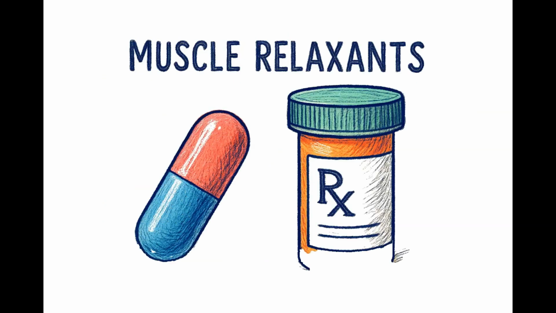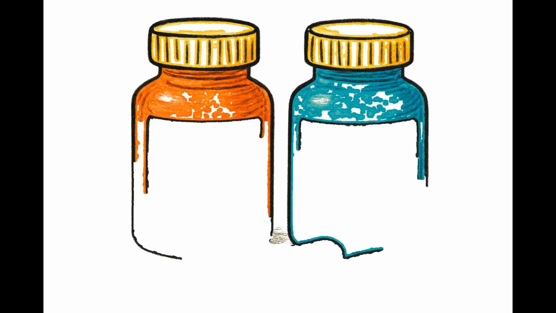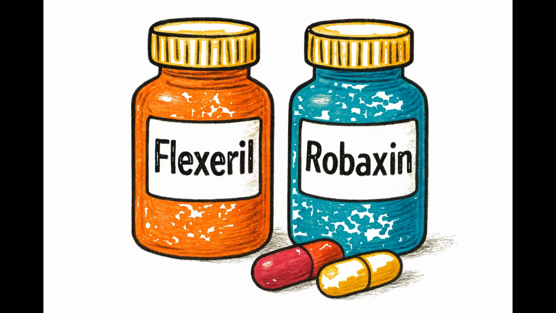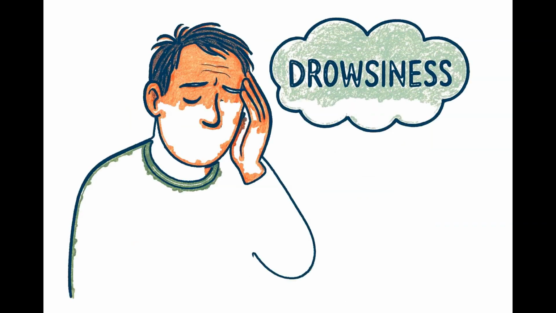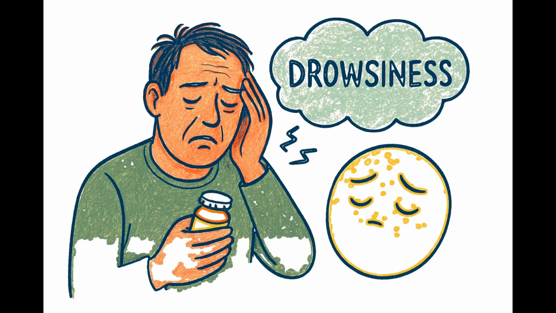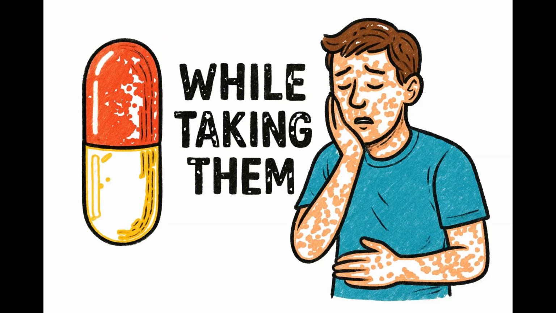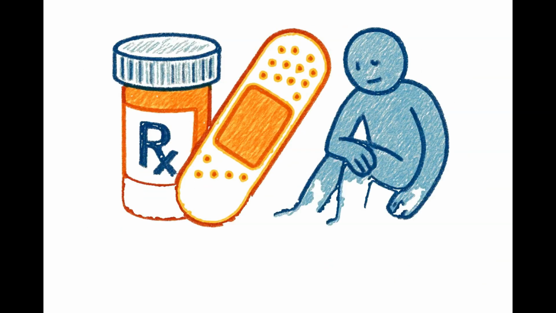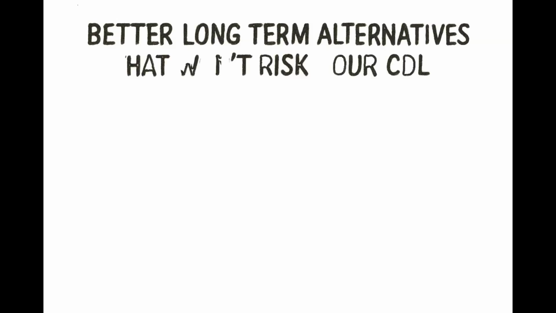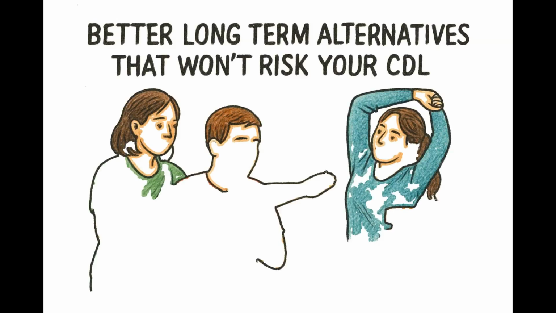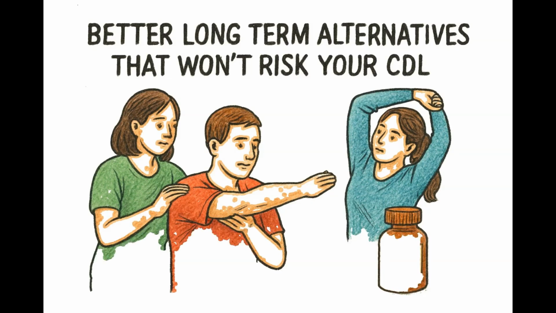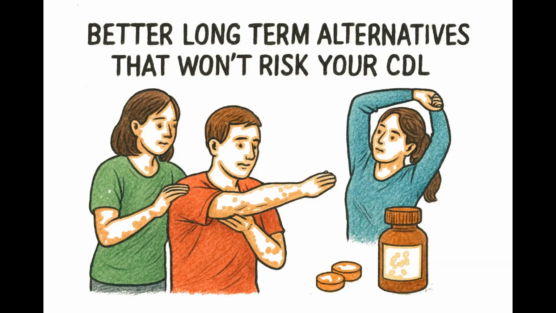Now for the categories where you have more options. Let's start with Category 3, muscle relaxants. Think Flexeril or Robaxin. These are usually disqualifying while you're actively taking them because they cause drowsiness. But the key words are while taking them. Often these are prescribed for short-term injuries. Better long-term alternatives that won't risk your CDL include physical therapy, stretching, and non-sedative pain relievers.